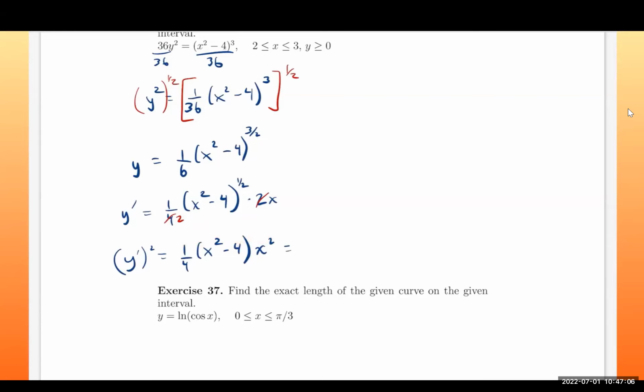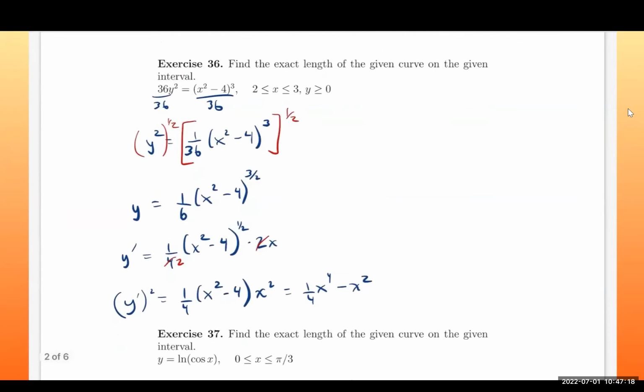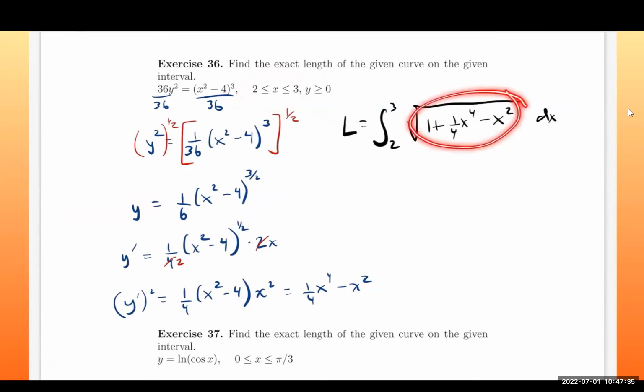Now if we distribute the x squared and the 1/4, we should get 1/4 x to the 4 minus x squared. Okay, so we finally found the derivative squared. Now we can plug it into here. So the arc length becomes the integral from 2 to 3, since those are our limits that are given, of the square root of 1 plus the derivative squared.